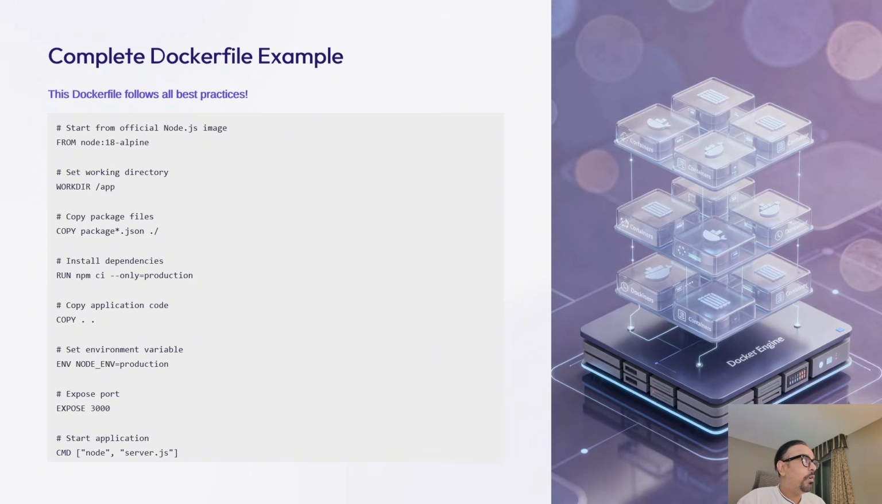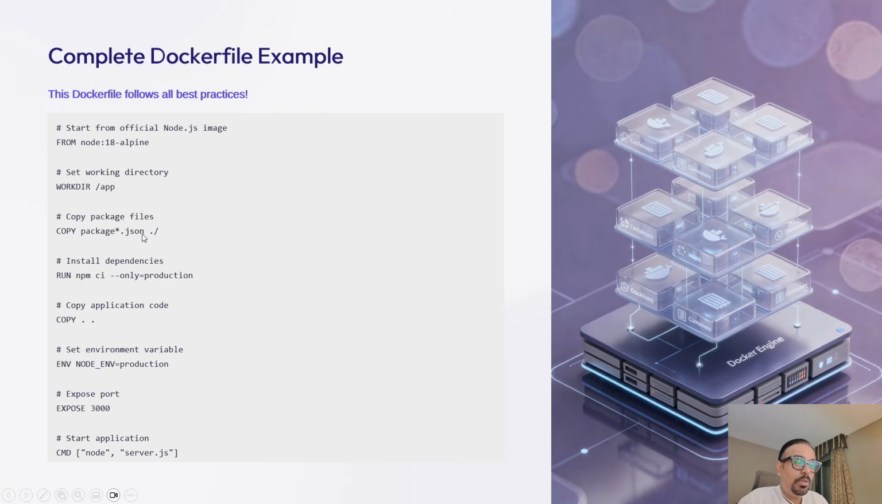Over here you can see we run npm ci, which is better than running npm install for production, because it's faster, more reliable, and it installs exactly what's in the package-lock.json file.